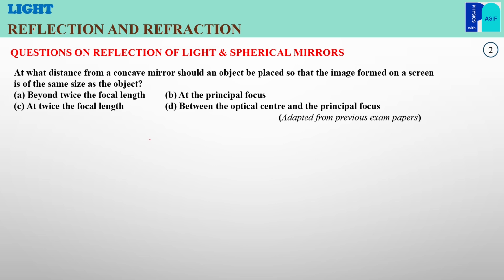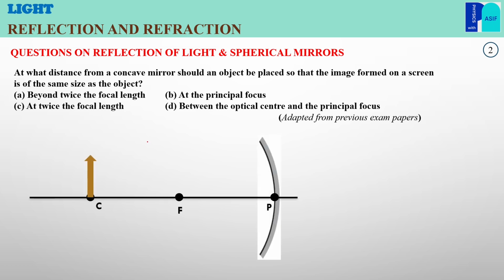And as the object reaches the center of curvature of the concave mirror, the image also reaches the same point, that is the center of curvature. And here the size of the image that is formed is exactly equal to the size of the object. Therefore, when the object is placed at the center of curvature, the image formed will have the same size as the object.